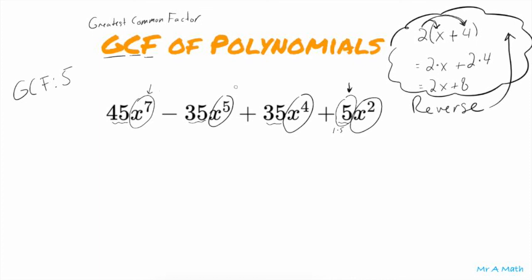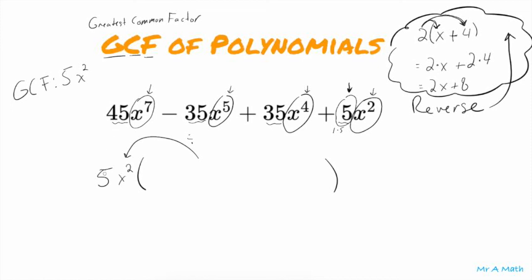And then the variables, what do x to the 7th, x to the 5th, x to the 4th, and x to the 2nd all have in common as factors? Well, they all have an x to the 2nd in common. So let's write our GCF out in front. Let's remember that we're reverse distributing. So instead of multiplying 5x squared in, we are actually going to be pulling 5x squared out. So that means we're going to be dividing 5x squared from both terms after we pull it out.